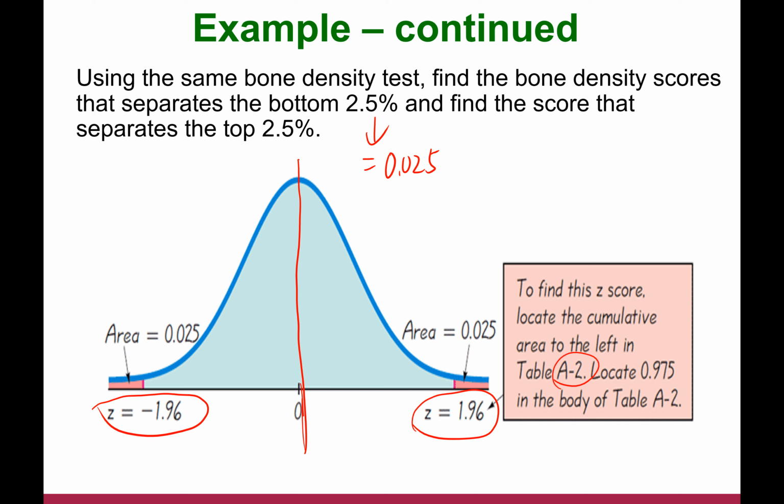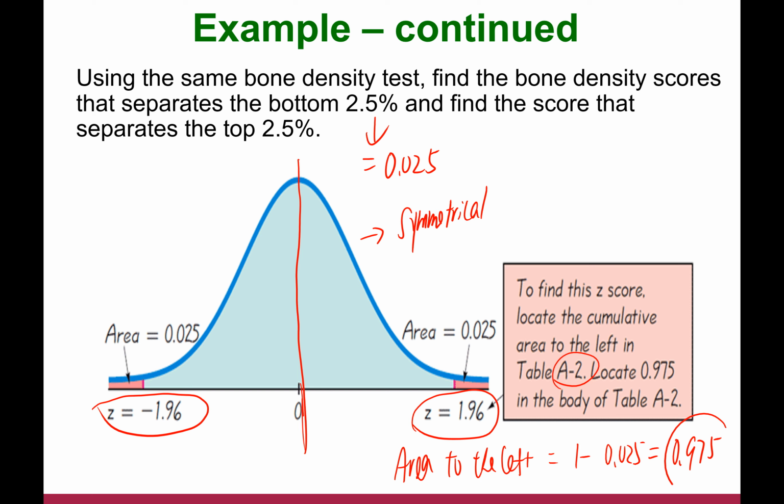The bell curve is symmetrical. Well, you can also use the total area accumulated to the left. For the positive z-score, the total area accumulated to the left is going to be 1 minus 0.025, which turns out to be 0.975. So use 0.975 and locate the positive z-score here, 1.96.